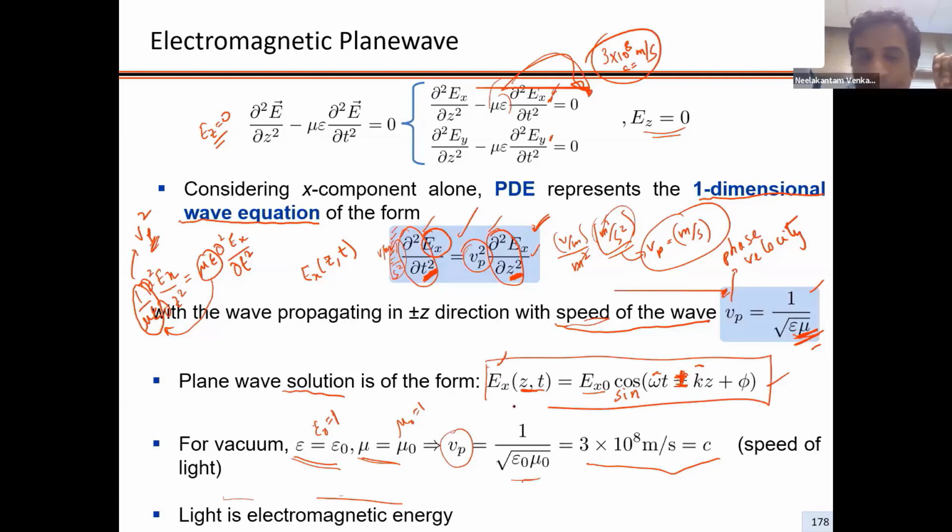This particular form, the important thing is it can either be cosine or sine, because it's a wave. Both are waves. And omega t, what does it mean? Plus minus kz, what does it mean? Plus this phi, what does it mean? We will see that in a while.